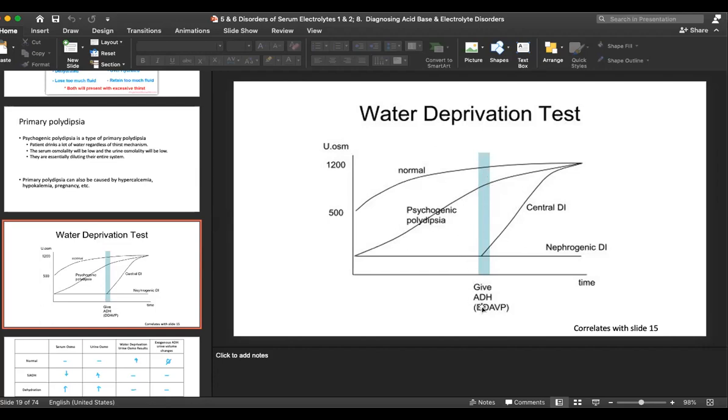If you give someone ADH, which AVP is just the brand name, so you give them ADH or desmopressin, same thing, that's the drug name.